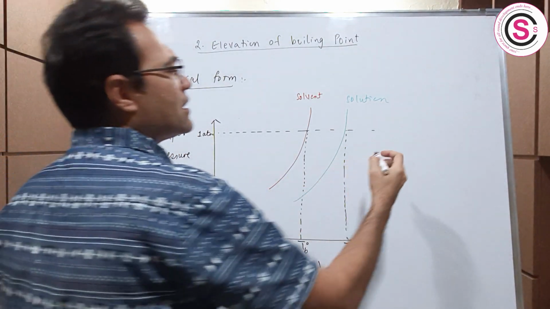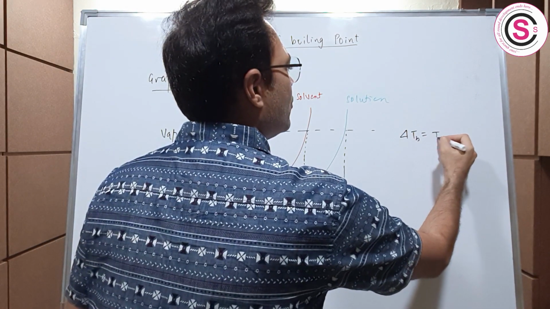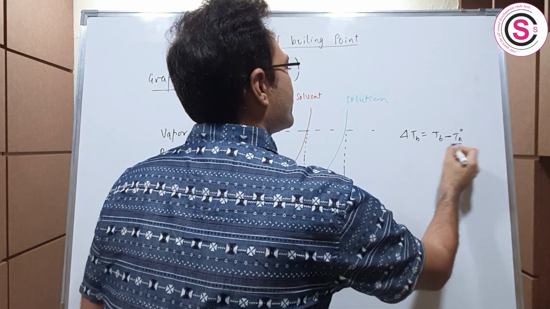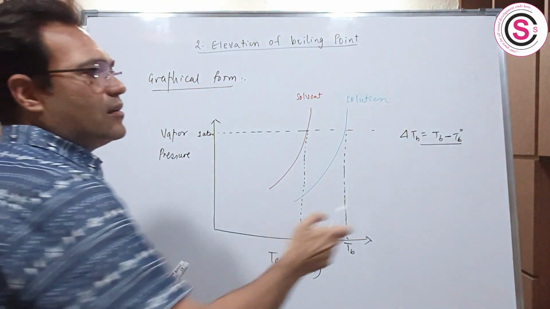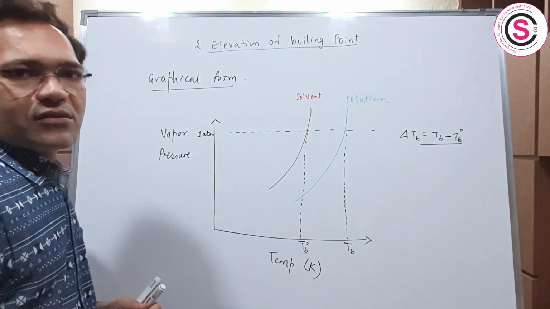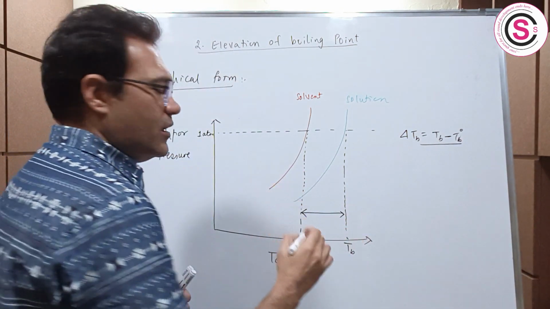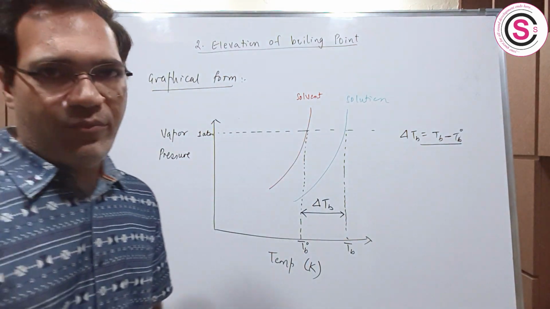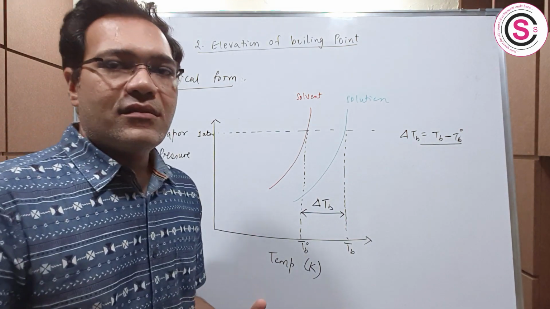And as we have seen just now, the delta TB, that is elevation of boiling point, is equal to TB minus TB0, right? It is TB minus TB0, that is the boiling point of your solution minus the boiling point of the solvent. So this difference, my dear students, is your elevation of boiling point. Okay, just think like this.